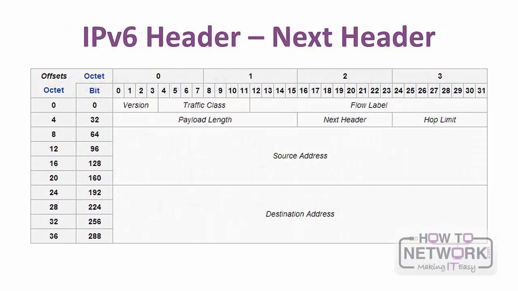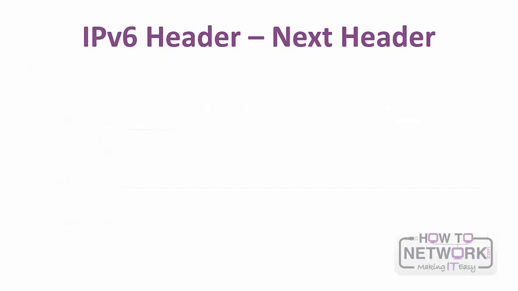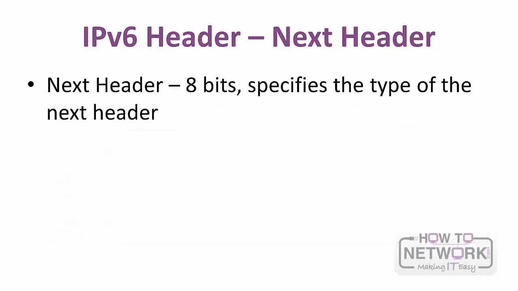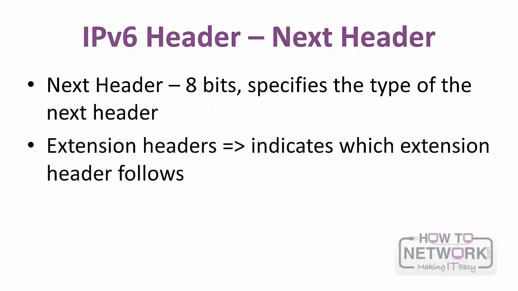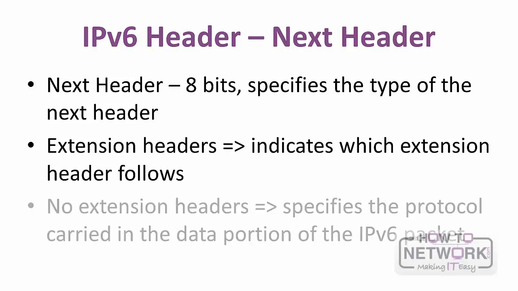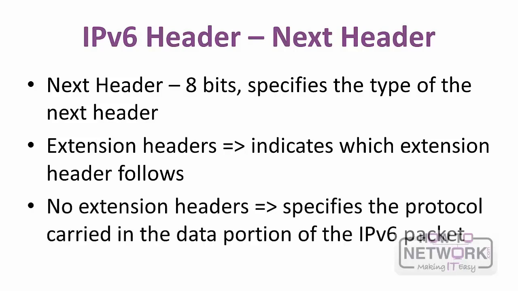Next header, 8 bits. Specifies the type of the next header. When extension headers are present in the packet, this field indicates which extension header follows. When there is only the main IPv6 header and no extension headers, the next header field specifies the protocol carried in the data portion of the IPv6 packet, similar to the protocol field in the IPv4 header.